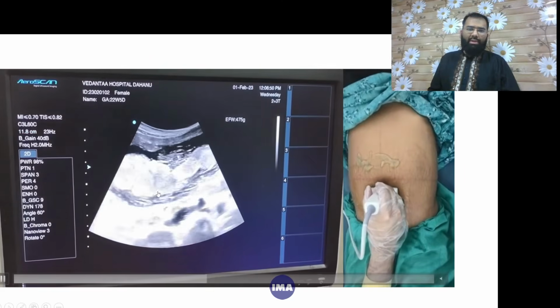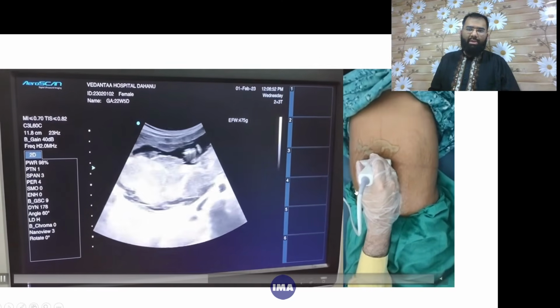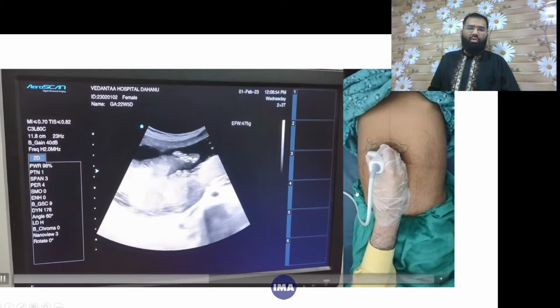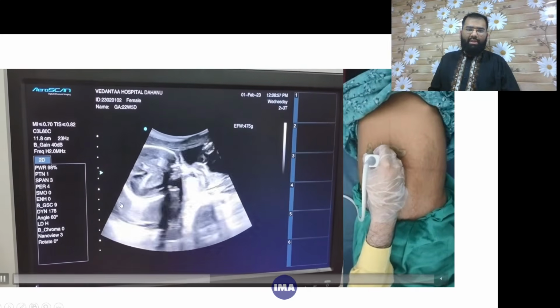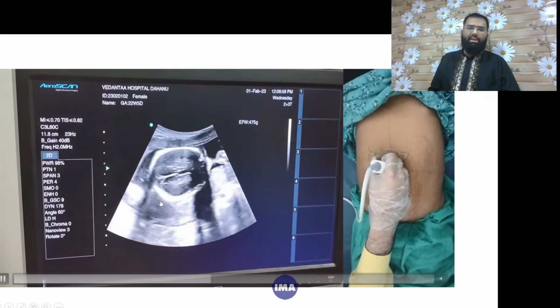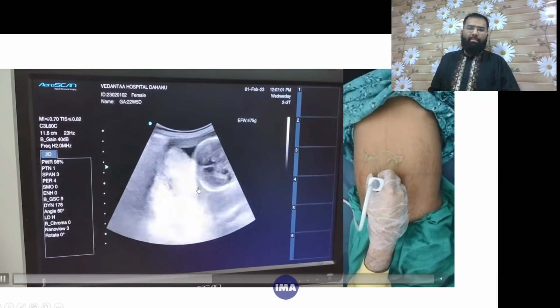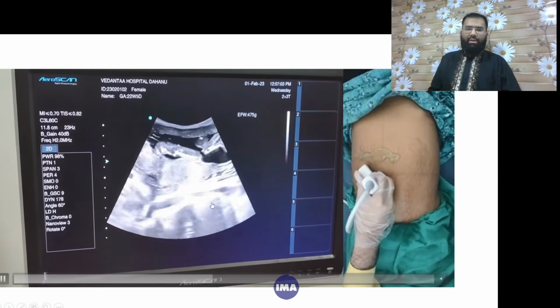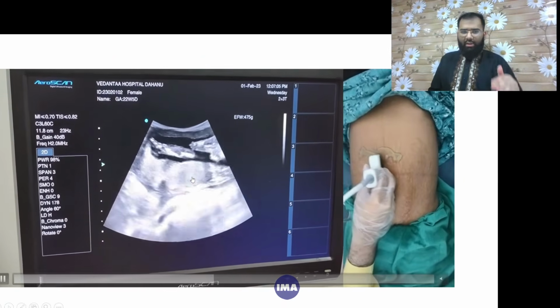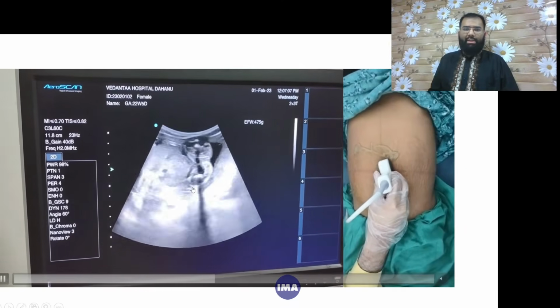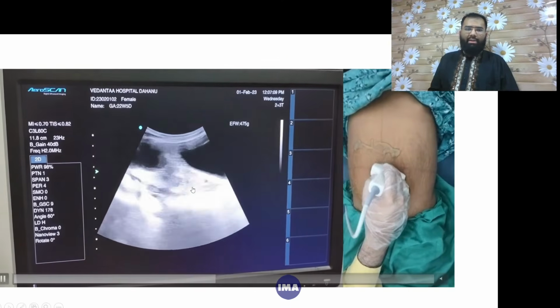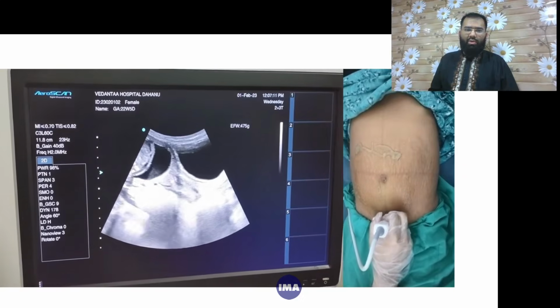Now we are able to see the placenta. Now we are looking for placenta. See how we are panning to look for placenta. This is the placenta which is located posteriorly. Now I'm panning alongside to trace along the length where the placenta is extending and where the placenta finishes off. So placenta is not low lying.